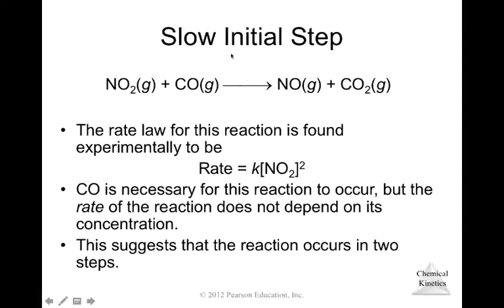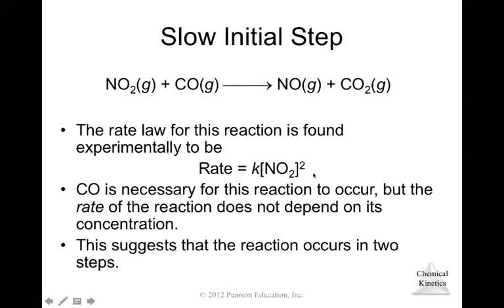So if we look at this reaction here, NO2 plus CO yields NO plus CO2. The rate law for this, figured out experimentally, is k[NO2] squared. So does that really make sense with what you see here? No. If you were just to look at that, you wouldn't write this rate law. So that tells us that something is happening, right? CO is probably necessary for this reaction to occur, but the rate doesn't depend on it. Otherwise, it would be in our rate law. So it's not showing up there.